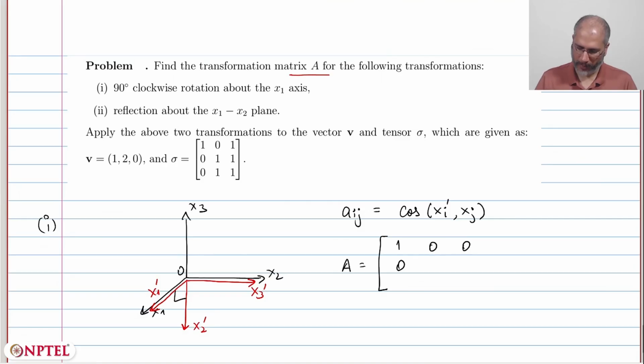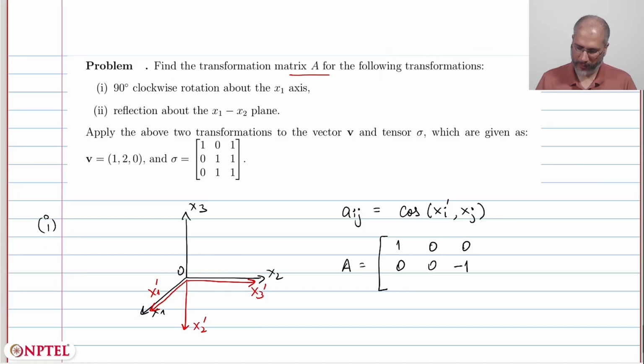A22 is the angle between x2 prime and x2, which is again 90 degrees. So that's a 0. And A23 is between x2 prime and x3, which is 180 degrees. So that's a -1. Cos of 180 degrees is -1.